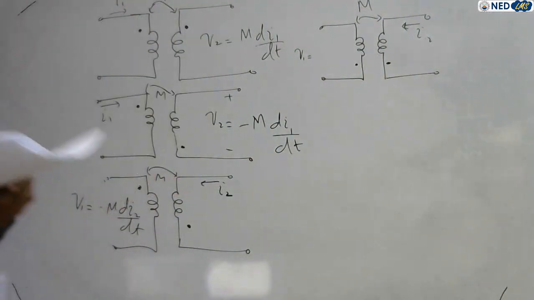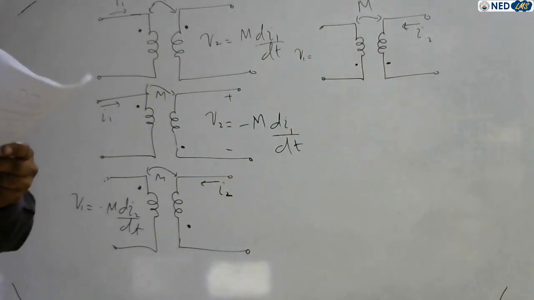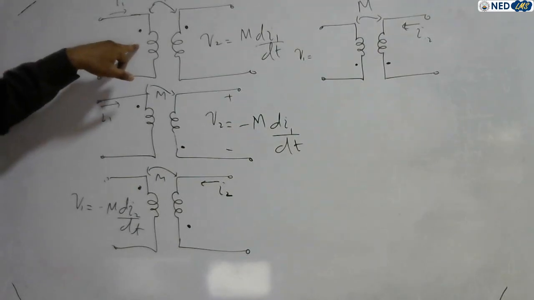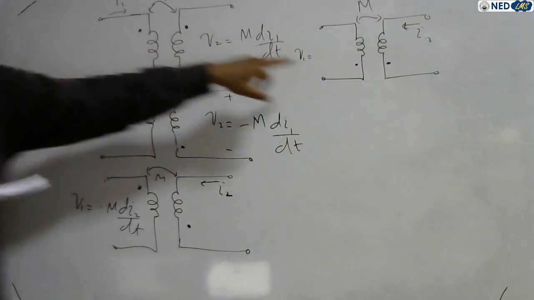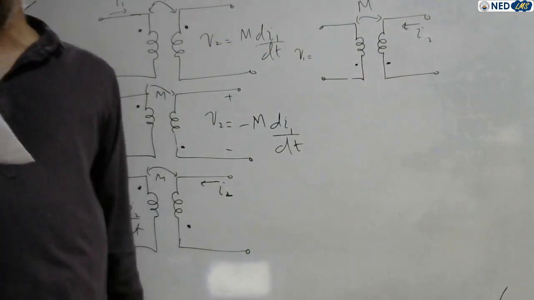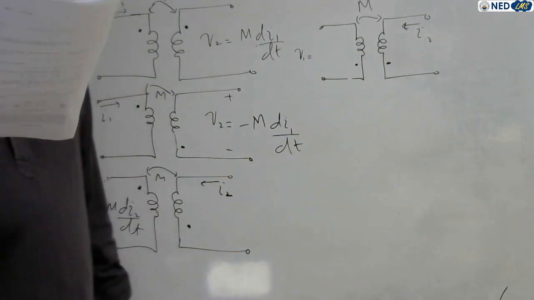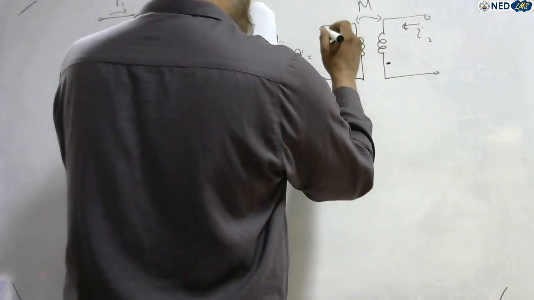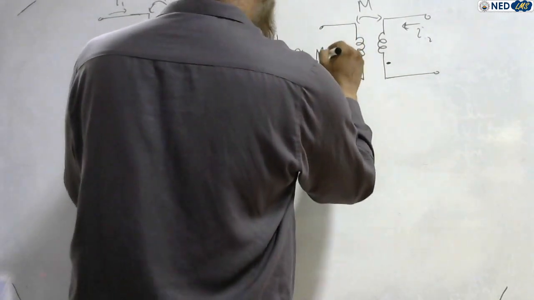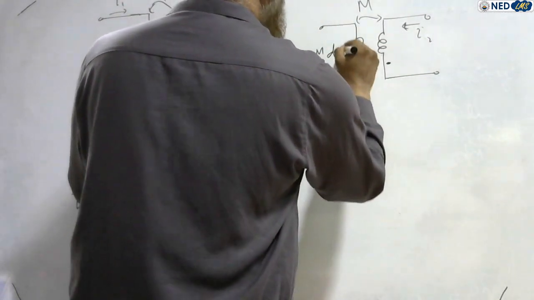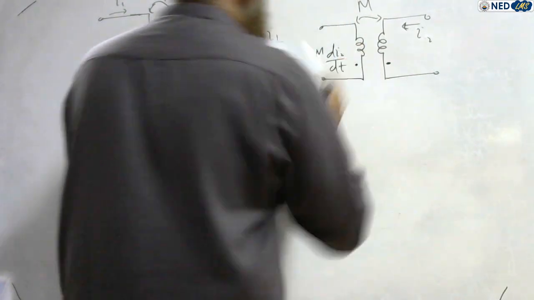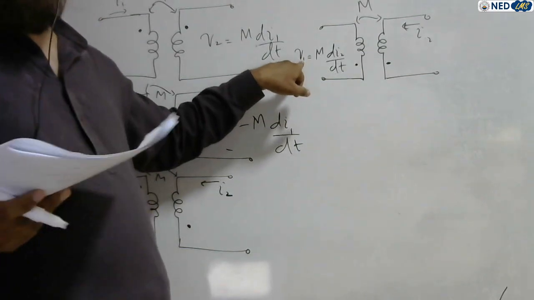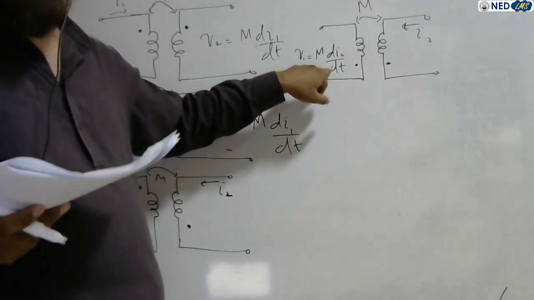The last case, you see, I have changed the dot. It's like the first case, but in this last case, the dot is put on the bottom of the coil, right? So the induced voltage on the primary side, is it positive or negative? Yes, it is positive. Why? Due to the change in current in coil 2. The induced voltage due to change in current in coil 2, on the primary side, that is the V1 side, is positive.